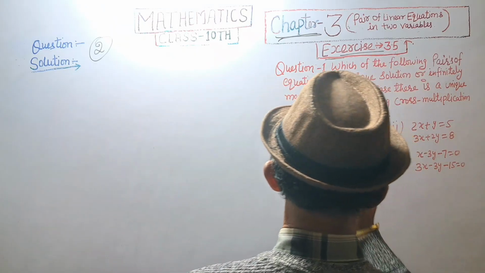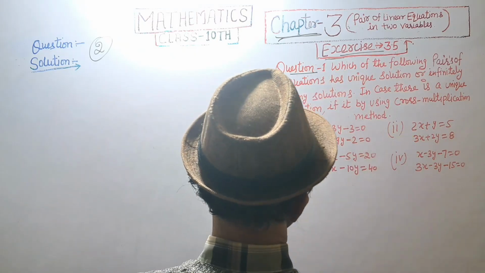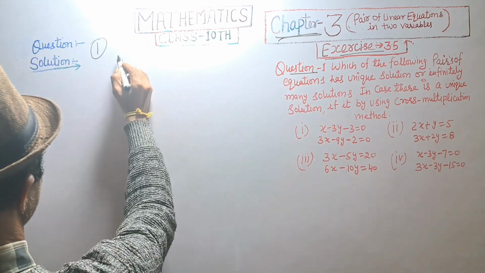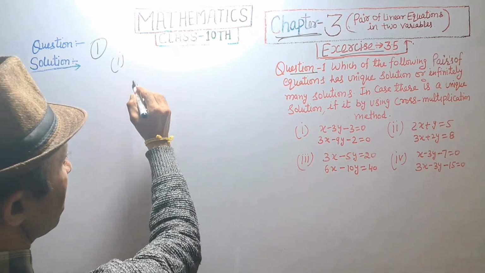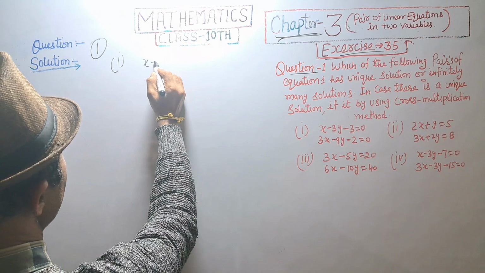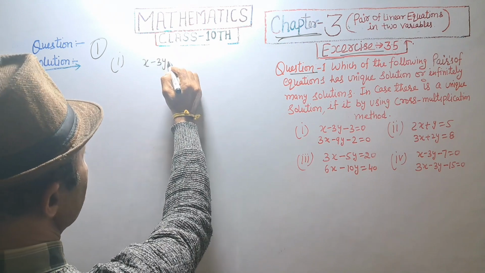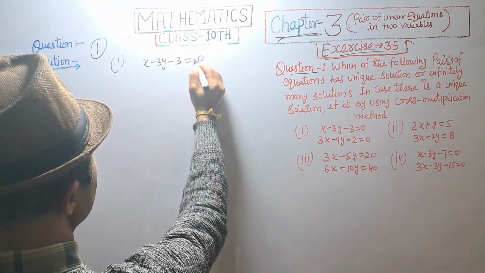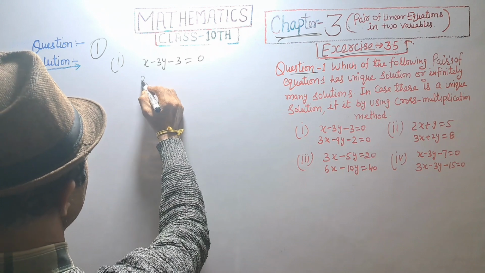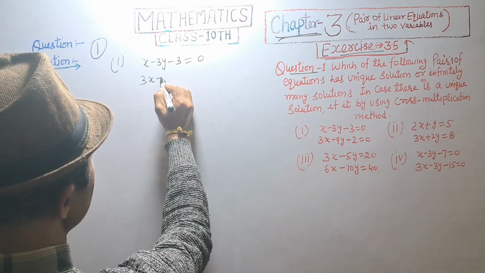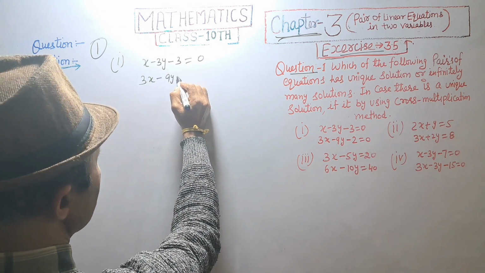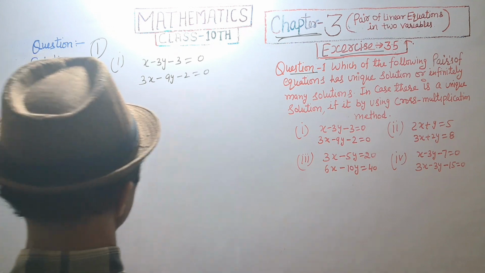Exercise 3.5. Question number first. First part given: x minus 3y minus 3 is equal to 0 and 3x minus 9y minus 2 equal to 0.